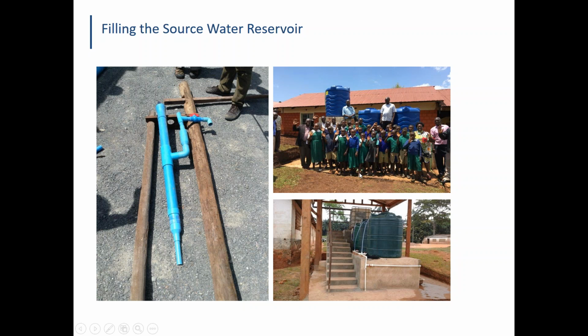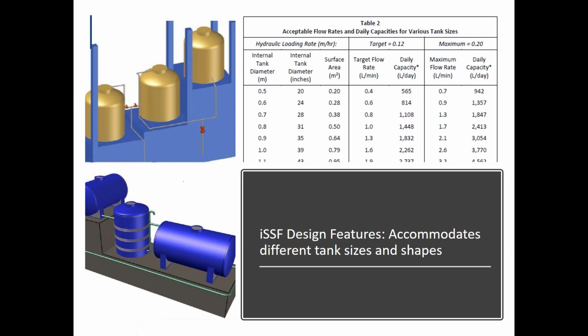The last thing I'll mention here is that tank shapes are different all over the world. I've shown you some different examples of tanks in different photos, and the manual includes some instructions on what to do if your tanks are not the same size as the examples. We may be able to help, or CAWST may be able to help if you find your tanks are very unique wherever you are. But all that to say is that you do have to make some modifications depending on the tank size and shape.